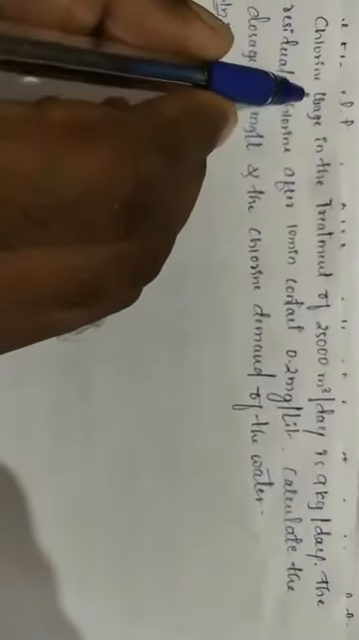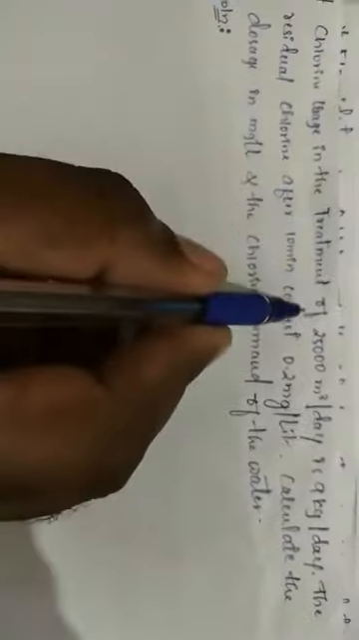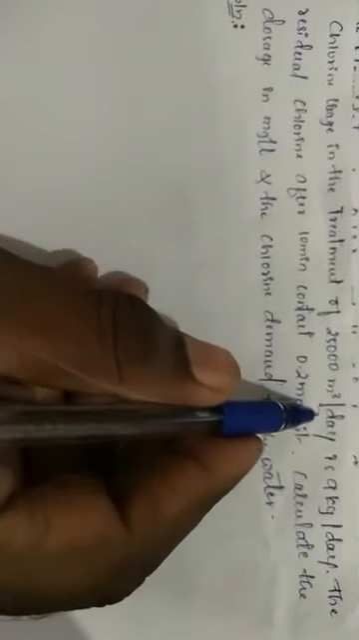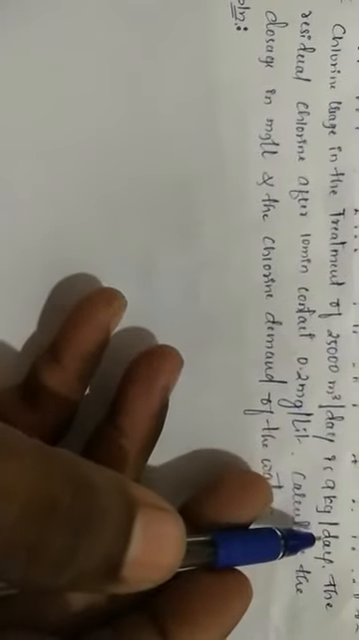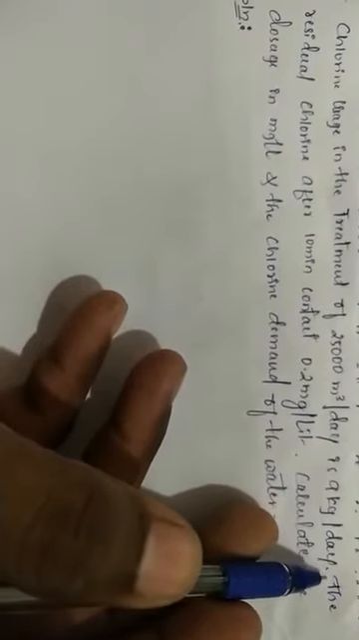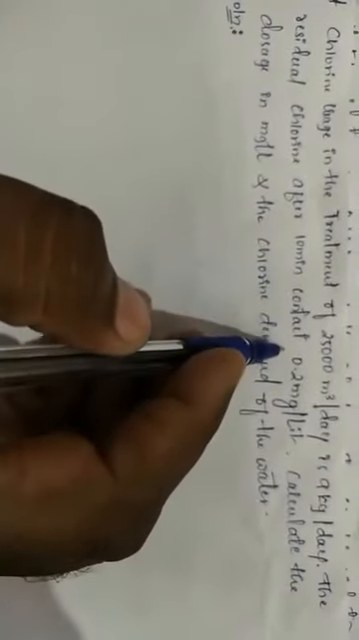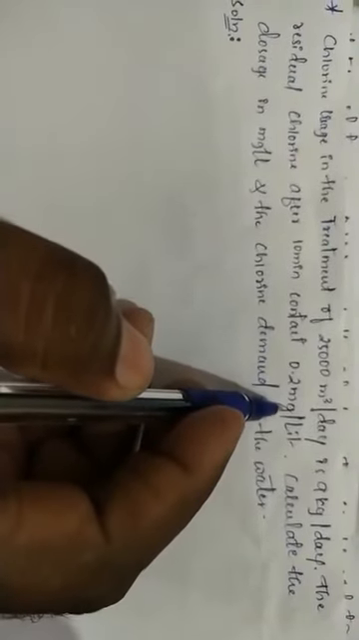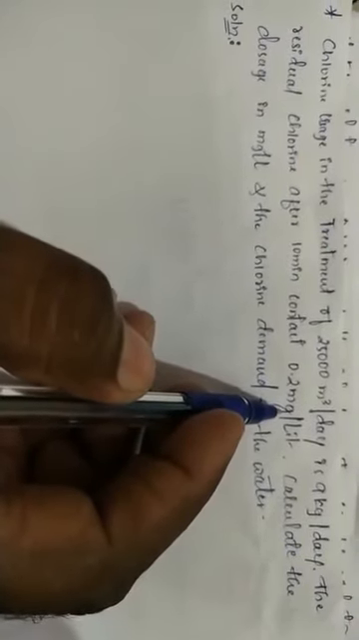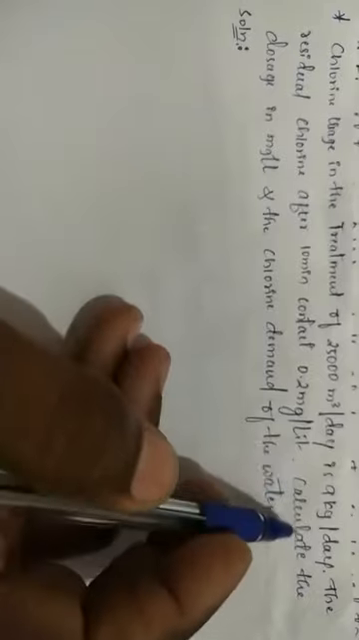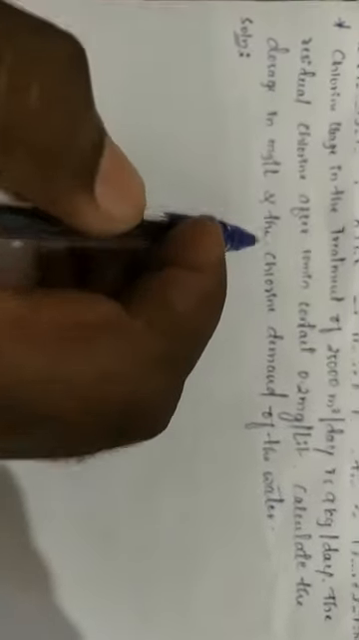Let us take one more problem here. The problem: chlorine usage in the treatment of 25,000 meter cube per day is 9 kg per day. The residual chlorine after 10-minute contact is 0.2 mg per liter. Then calculate the dosage in mg per liter and the chlorine demand of the water. This is the question.